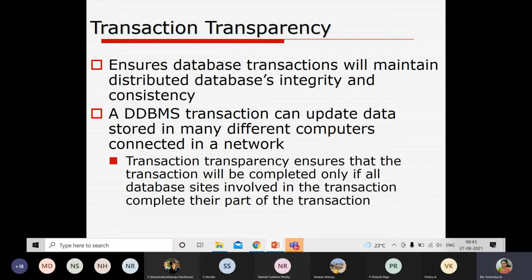Before that, what exactly is the definition of transaction transparency? It ensures that the transaction will be completed only if all the database sites involved in the transaction complete their part of execution. Say previously we discussed that the employee table is divided into E1, E2, E3 and stored in three different nodes, I mean three different sites, in New York or some other different cities of the US. And that is how you are accessing it, and you are sitting here and probably updating some data for them.